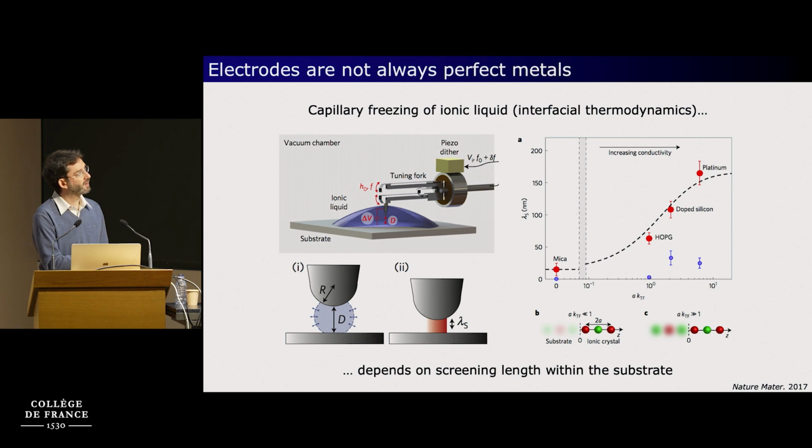This capillary freezing distance can be rationalized in terms of the screening of the electrostatic potential and the charge distribution inside the metal via the so-called Thomas-Fermi screening length, which is the inverse of this k_TF parameter here. I'll get back to that point later on, but the idea is that the electronic structure of the metal has an influence on the interfacial thermodynamics.